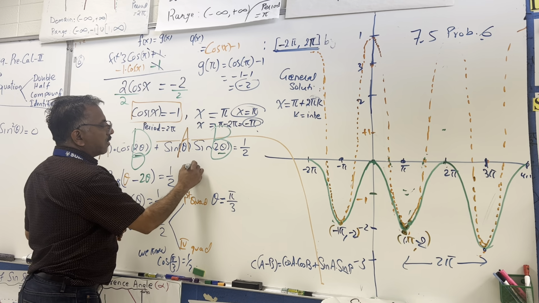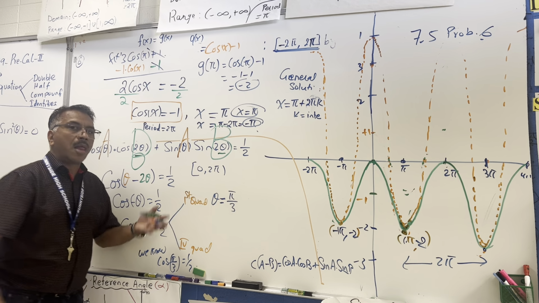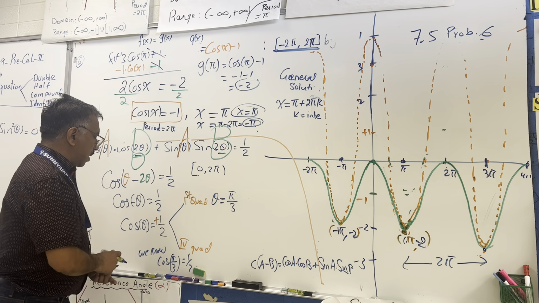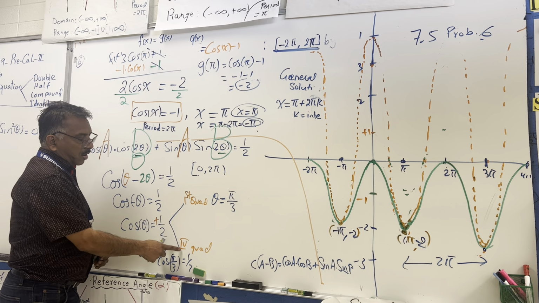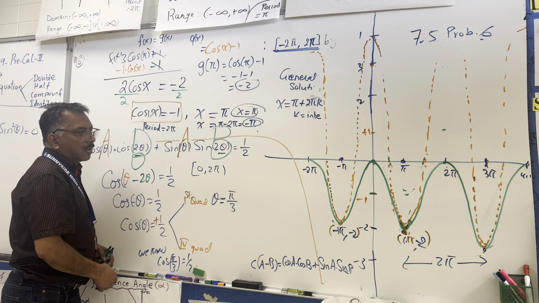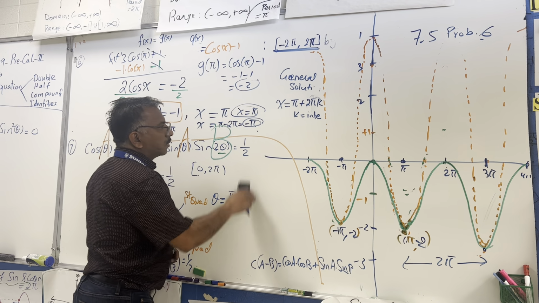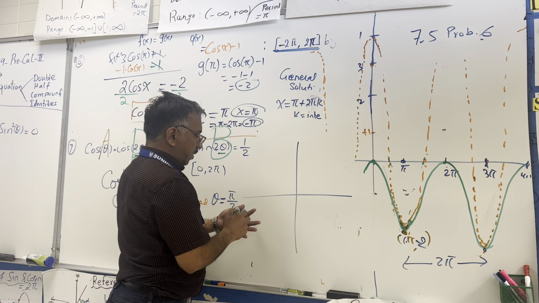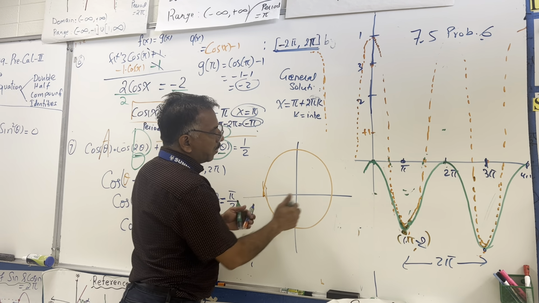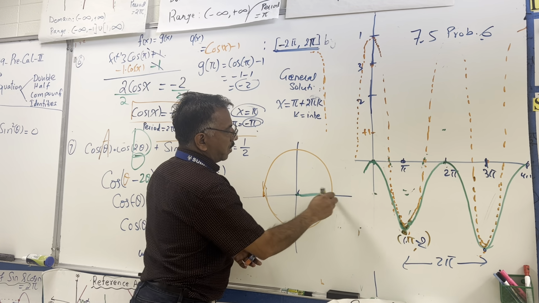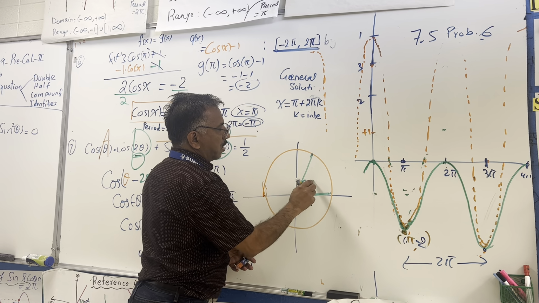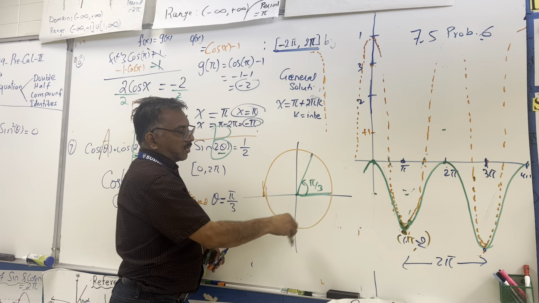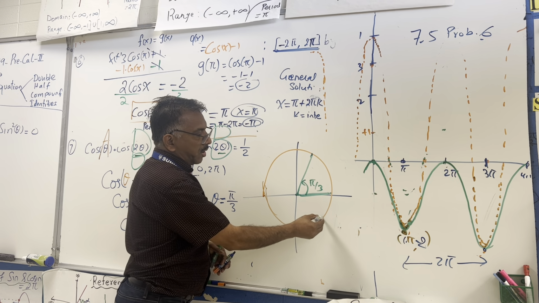Now you're supposed to get the answer from 0 to 2 pi. If you check your practice problems, you will see you're supposed to write only from 0 to pi. The second one is in the fourth quadrant. Now how do you get the fourth quadrant angle? If I draw a circle, this is the angle pi by 3. Then in the fourth quadrant, that's like going around, somewhere here. How do we know that?